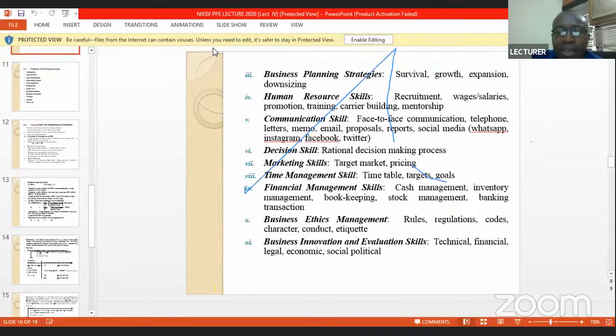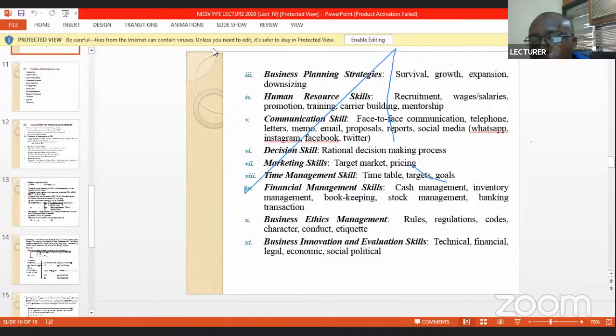Then finally, evaluation of skills. Whenever we talk about evaluation, the first thing that comes to mind is feasibility and viability. Being able to evaluate your business. Is it feasible? Is it viable? Technical feasibility, financial feasibility, legal feasibility, economic feasibility, socio-political feasibility. These are feasibility indicators. So you must check your business technically.